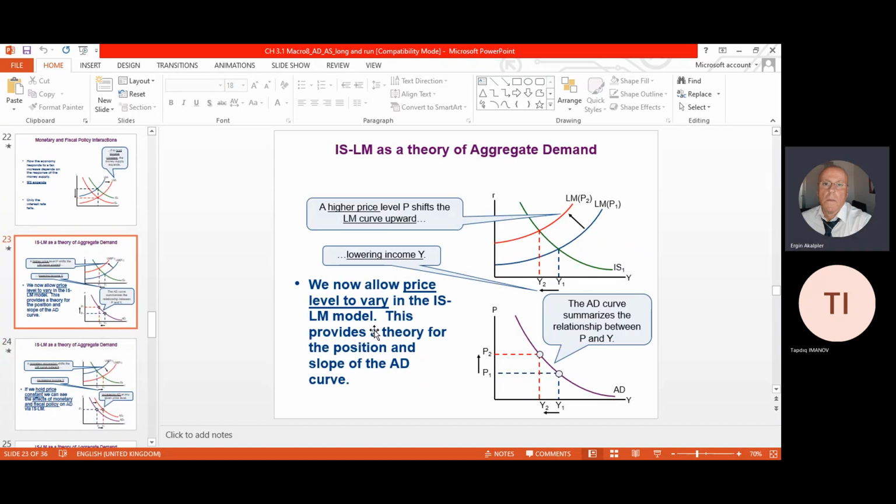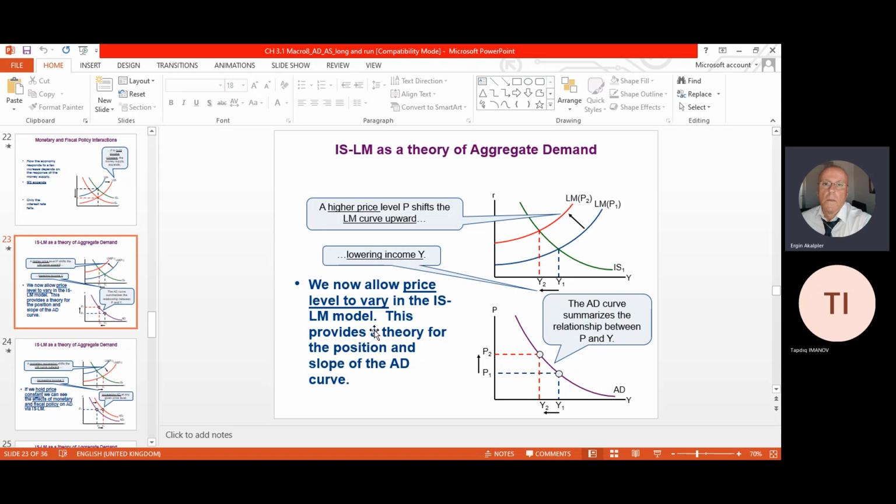In the IS-LM model as a theory of aggregate demand, a higher price level shifts the LM curve upward, as indicated here. The higher prices shift the LM curve to an upward position and lower the income. Unless the IS curve is affected, the output will move from Y1 to Y2 as LM1 moves to LM2. This indicates that the higher prices cause an upward shift of the LM, which lowers the output from Y1 to Y2.